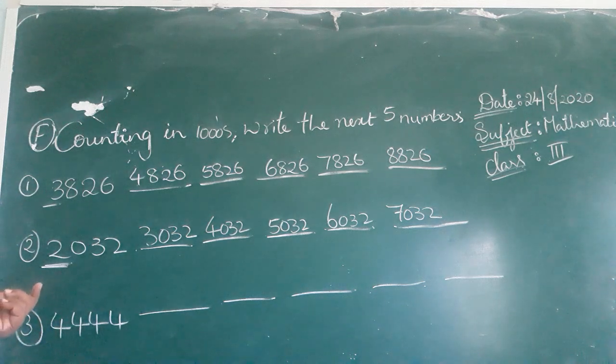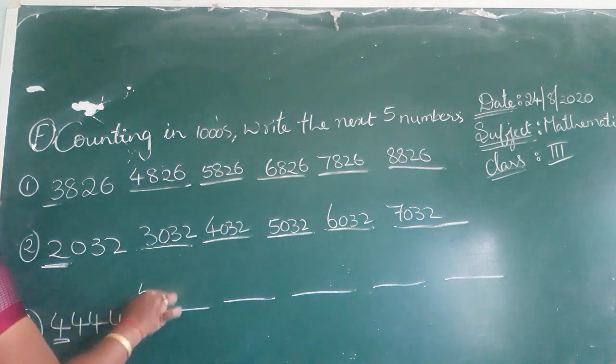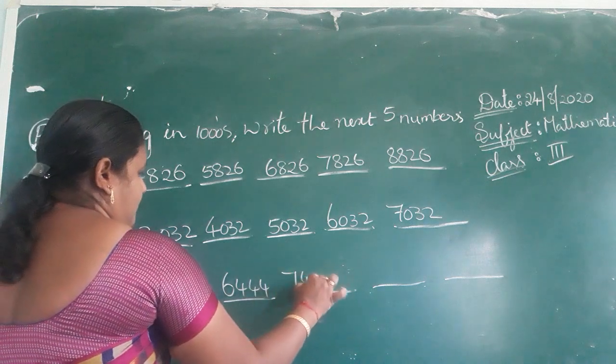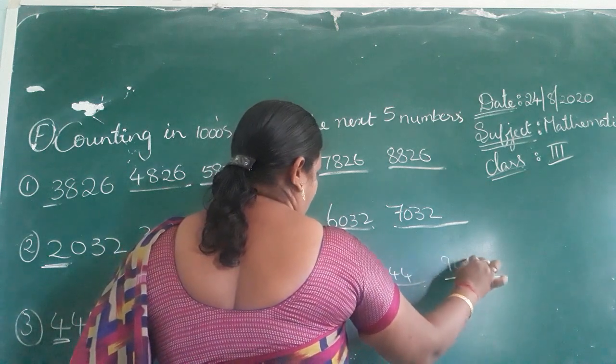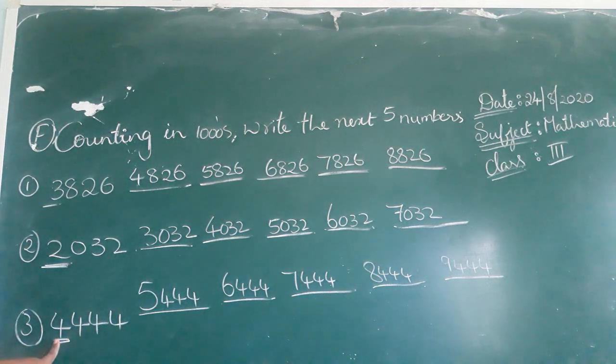Next, see this one, 4444. What is the place value of the digit at the 1000 place here? It is 4. 4, after that what will you get? 5000. So 5444, 6444, 7444, 8444, 9444. We need not change the remaining digits which are at the ones, tens and hundreds places. We just changed the digit which is at the thousands place. Like that we can write in this model.